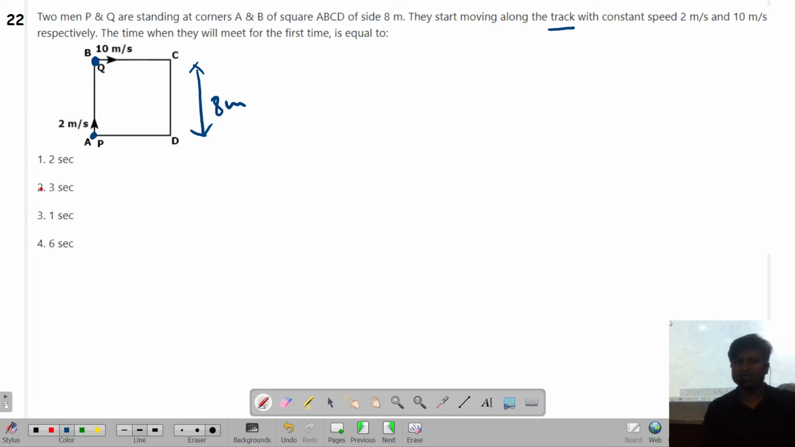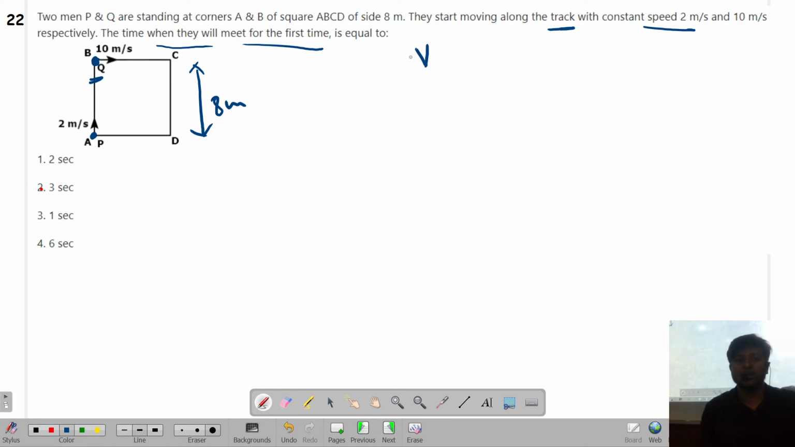They start moving along the track with a constant speed of 2 meter per second and 10 meter per second respectively. The time when they will meet for the first time is. Now look over here, is the speed of A small as compared to B, yes or no? Let's suppose if A comes over here, B will complete this whole path or not? Tell me yes or no. Now here the speed is given. If you go through the normal calculation, you will have to consider I component, J component, and you will have to do so many problems. I will show you the trick.